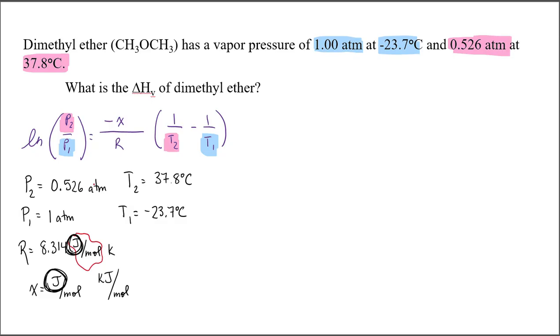What's next? Our units on our pressures match. That's fine. It doesn't matter what they are, millimeters mercury, torr, atmospheres, as long as they're the same, because you divide them, so you want them to cancel. Last but not least, the temperature has to be in terms of Kelvin. So I'm going to add 273.15 to both. Let me grab my handy dandy calculator.